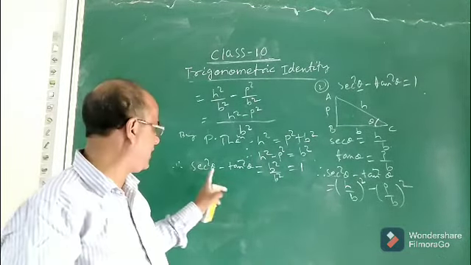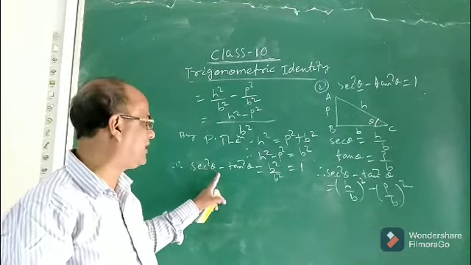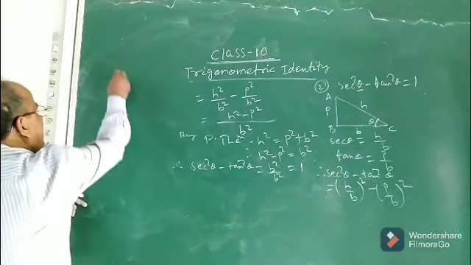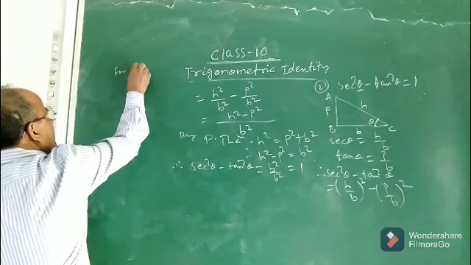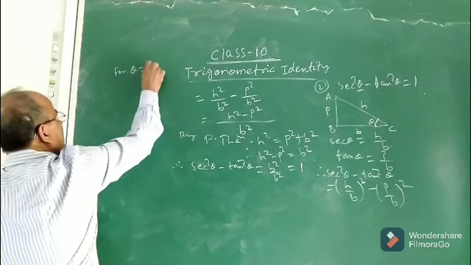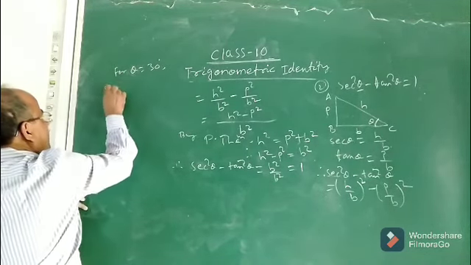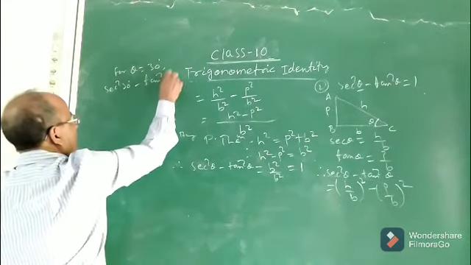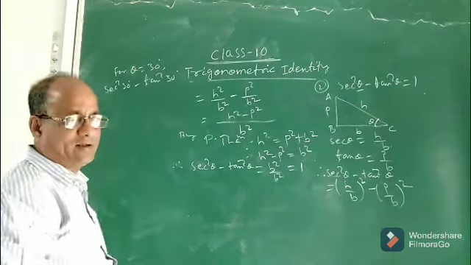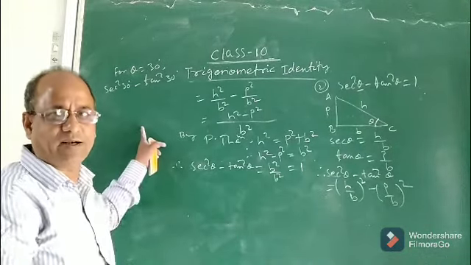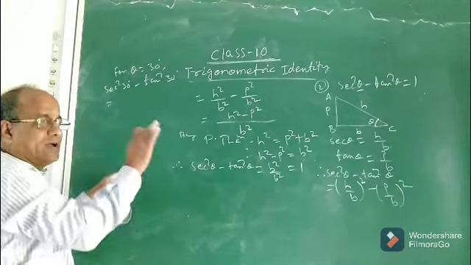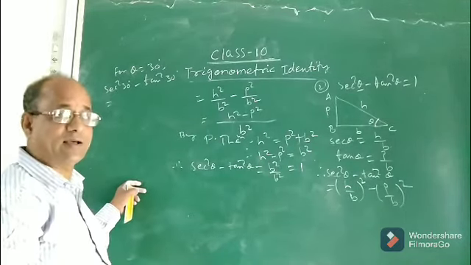Without the geometrical proof, you can assign any suitable angle. Suppose you take 30 degree. For theta equal to 30 degree, let us verify. Find out sec square 30 degree minus tan square 30 degree and see whether it is coming 1 or not. Okay, so what is sec square 30? You have to remember the value of sec 30.